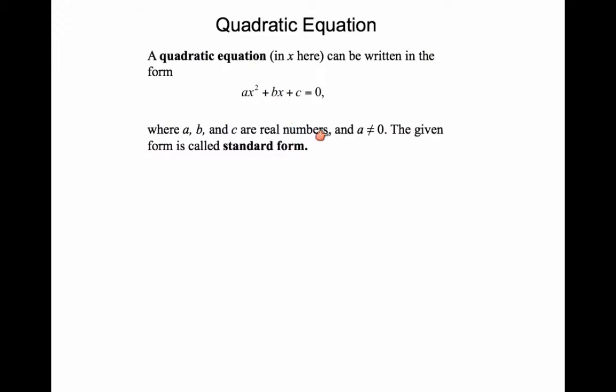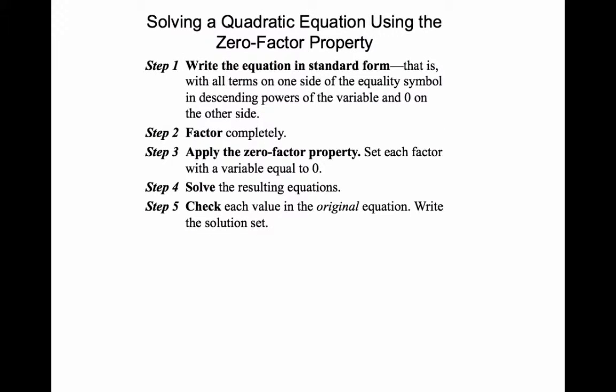If a is equal to 0, then I don't have a quadratic equation, and the highest exponent would be x. So you have to make a little note here, a cannot be equal to 0. We should have a coefficient other than 0 for x squared. The given form is called standard form. So standard form looks like this.